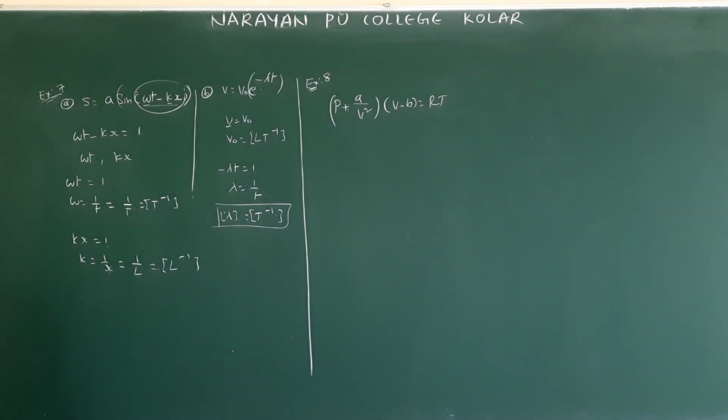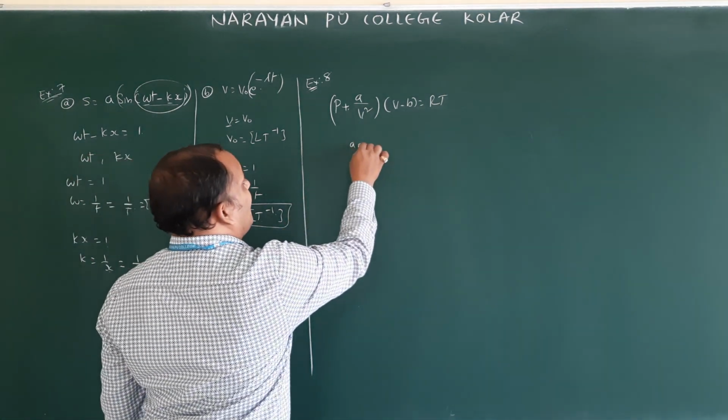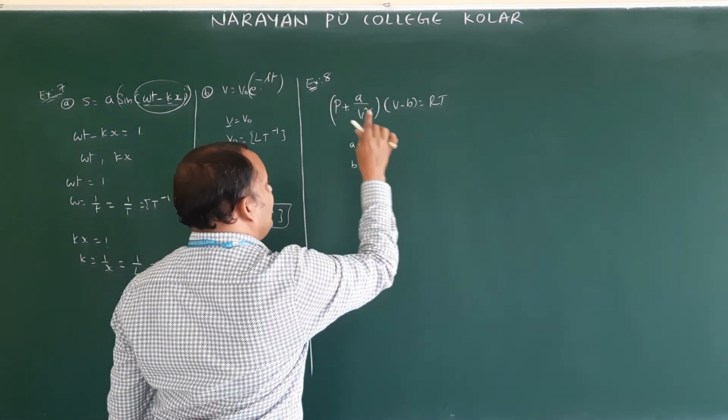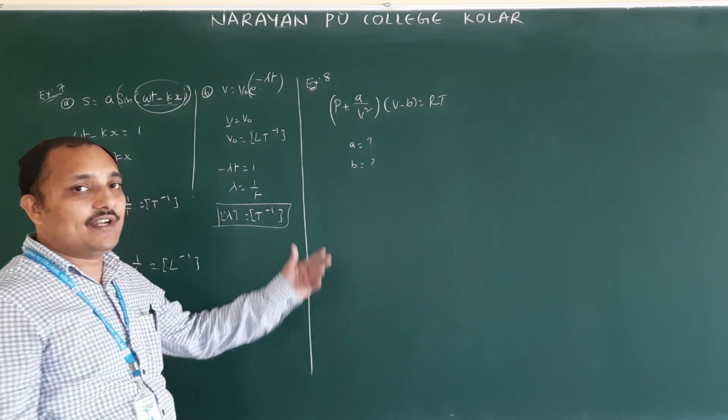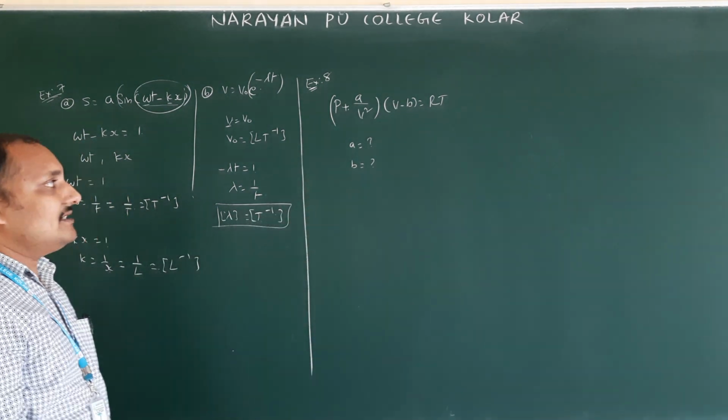They give an equation, example 8. The equation of state of real gas: (P plus A by V square)(V minus B) equal to RT, where T is temperature, P is pressure, V is volume, R is gas constant. What are the dimensions of constants small a and b? They are asking the dimension formula for A and the dimension formula for B. Dimensions of A and B means you have to write the dimensional formula.